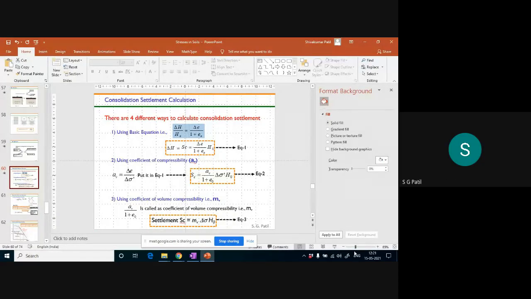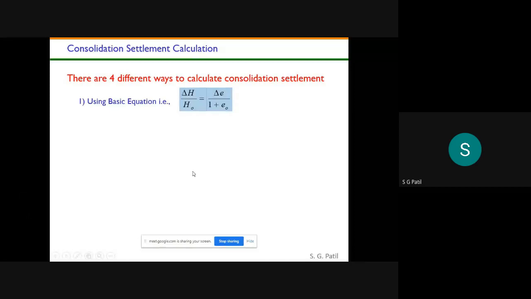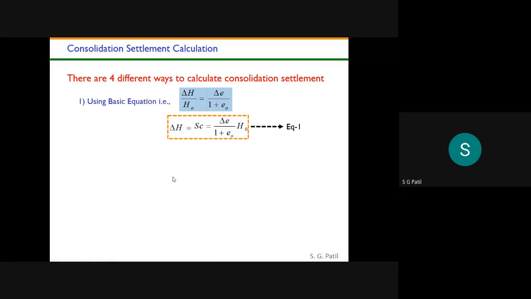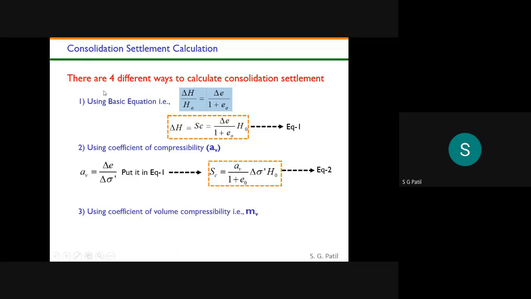Yes, sir. Okay, so from the exam point of view, you should remember only one formula, not all these 4 different formulas, but there are 4 different ways to calculate the settlement. The first equation uses the basic equation, delta H by H naught is equal to delta e by 1 plus e naught, and delta H is nothing but my consolidation settlement. So the consolidation settlement is the change in voids ratio over the initial voids ratio, times the thickness of the soil layer, H naught.